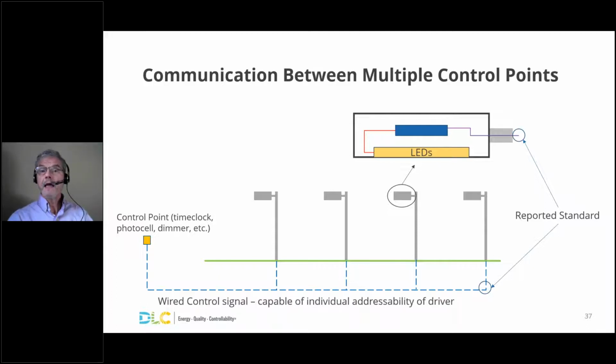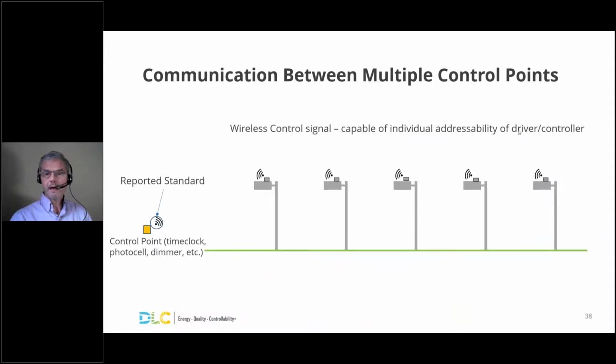Next. If you want to control each streetlight individually with its own individual light level, then you need a circuit that supports individual addressability. The DLC is calling this communication between multiple control points because each luminaire can have its own light level. This can be accomplished by a wired DALI or DALI-2 network, or by a digital wireless network with a radio and a unique address in each luminaire. So I hope that helps, and I apologize for any confusion in the terminology.